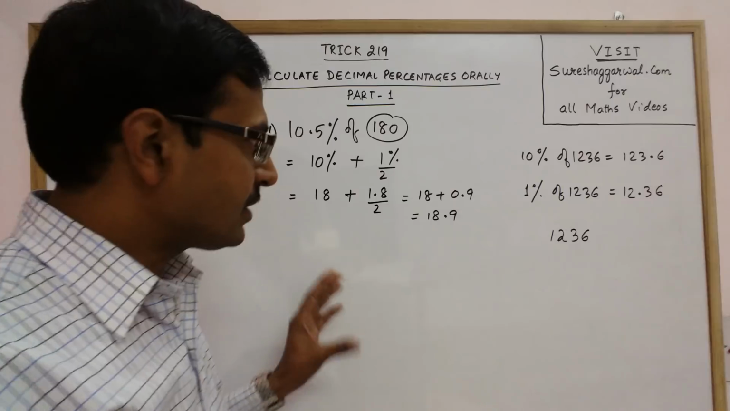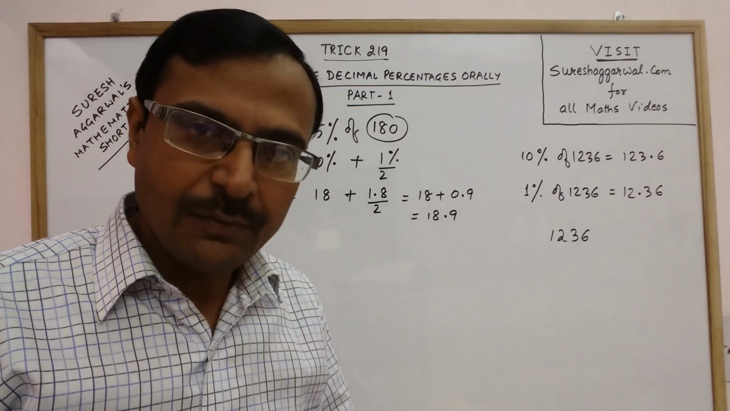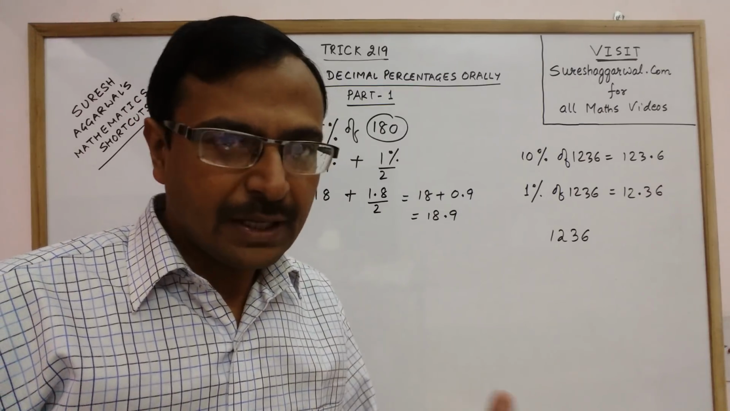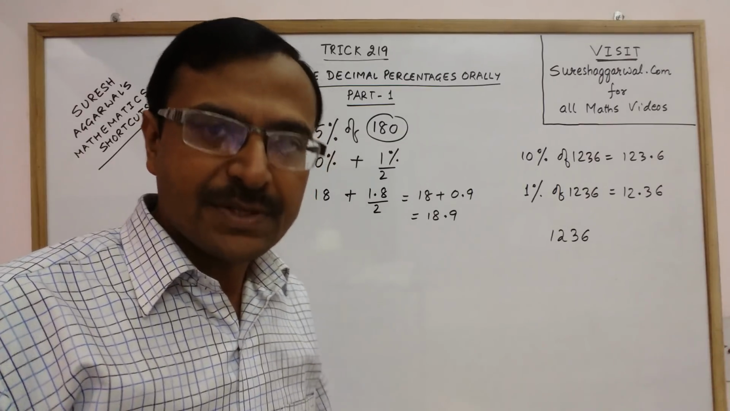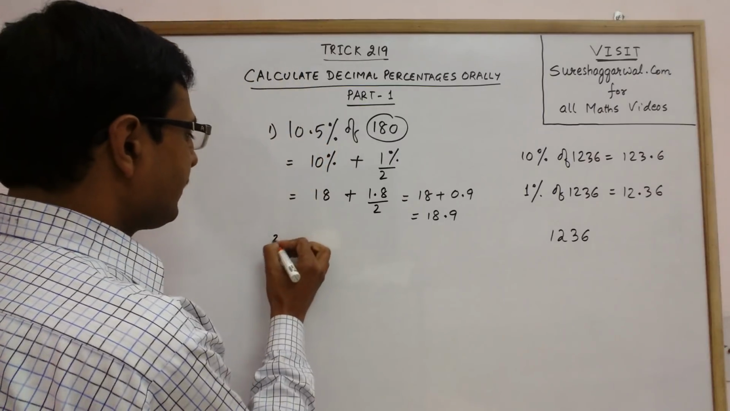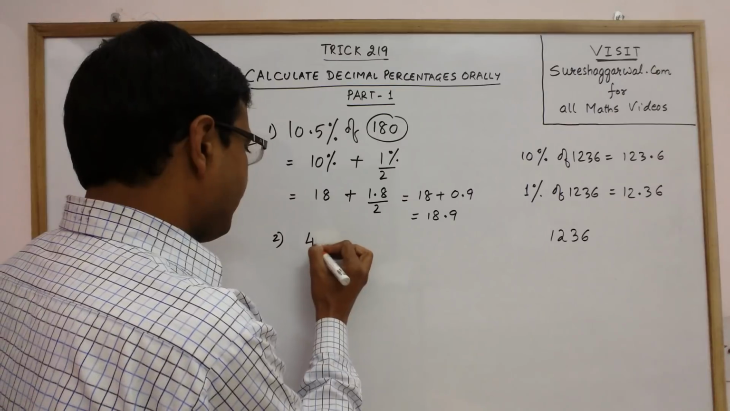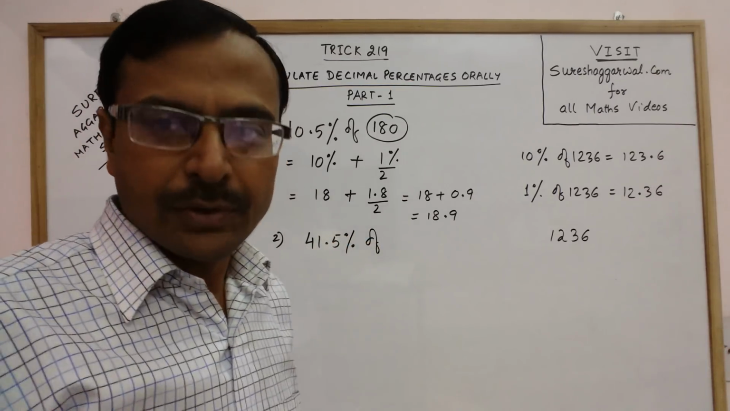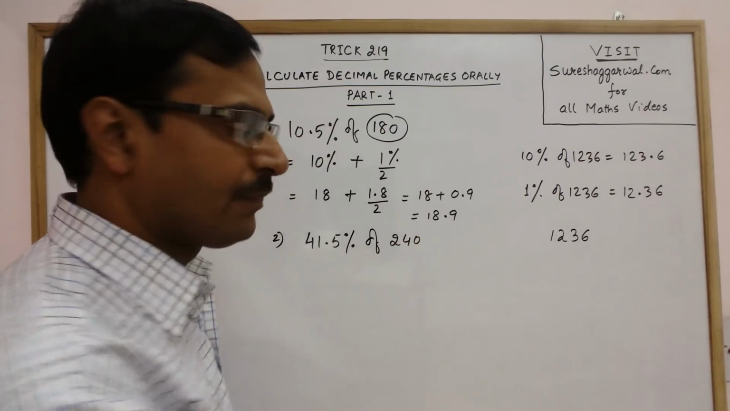Now I have illustrated this using some steps, but these steps are not necessary. This is only for understanding, and when you practice this method for 10 minutes, you can achieve tremendous speed in calculating these kind of percentages. Take one more example. This time I will take some larger percentage. Say we have 41.5% of any number for that matter. The number which I am taking is 240.